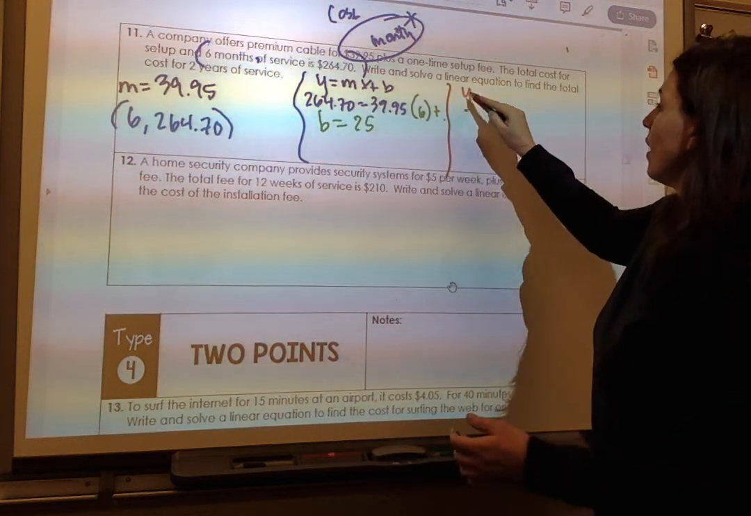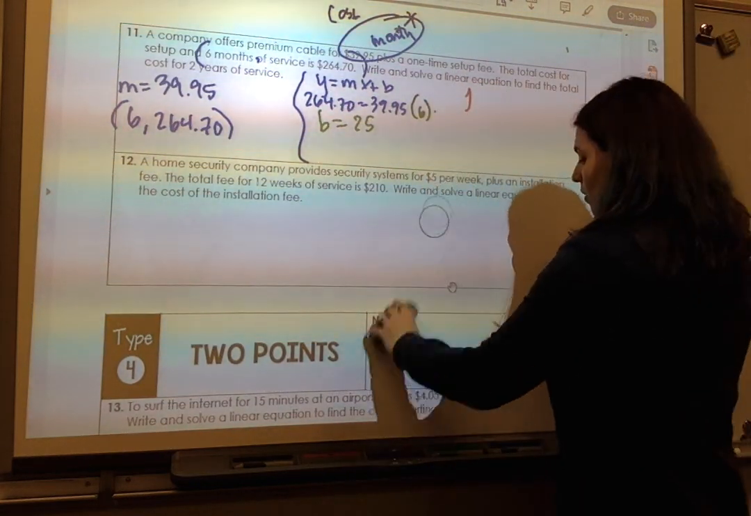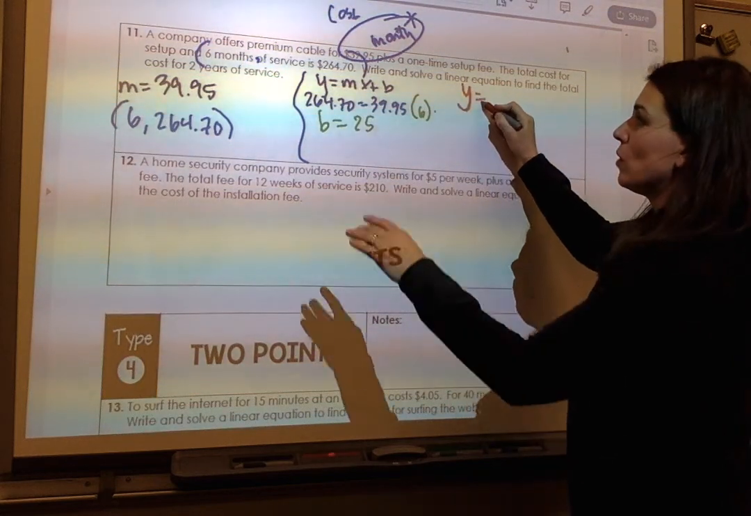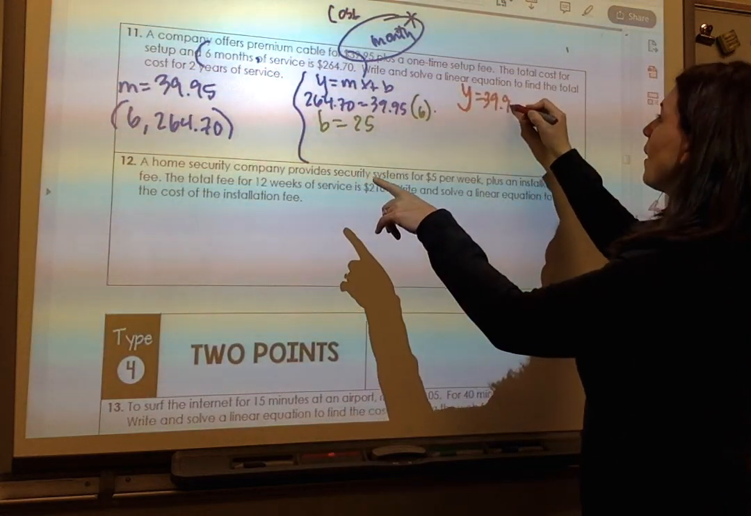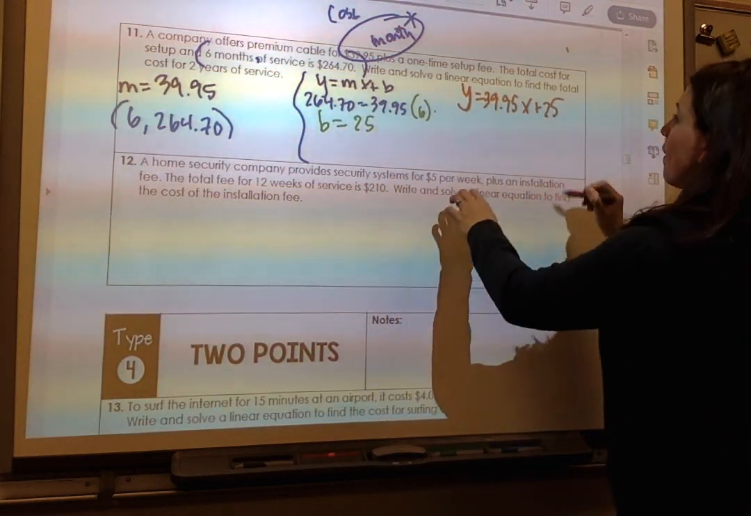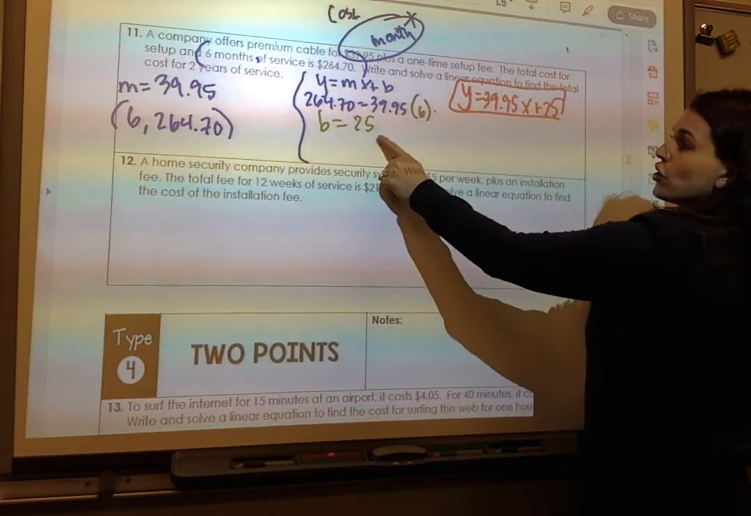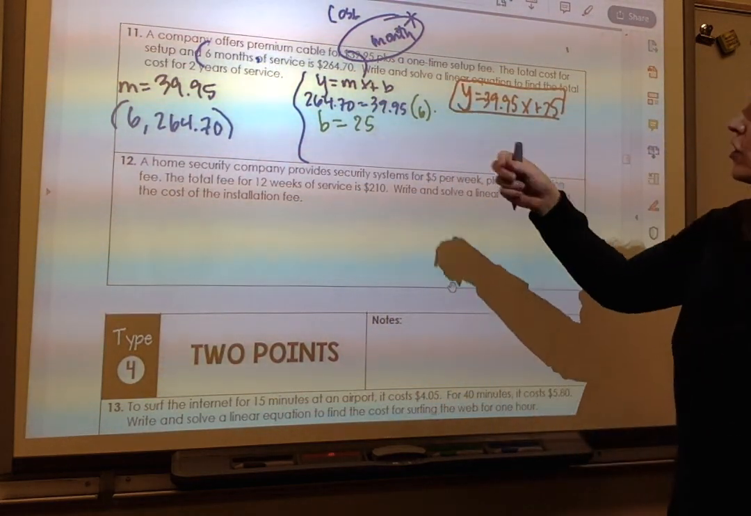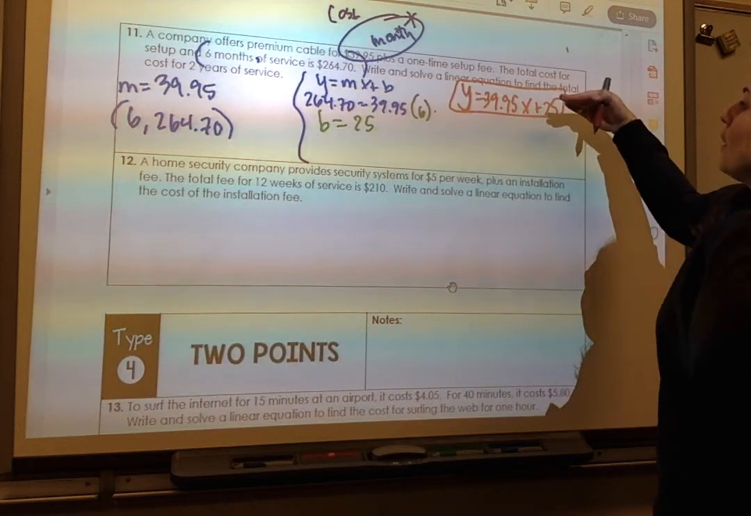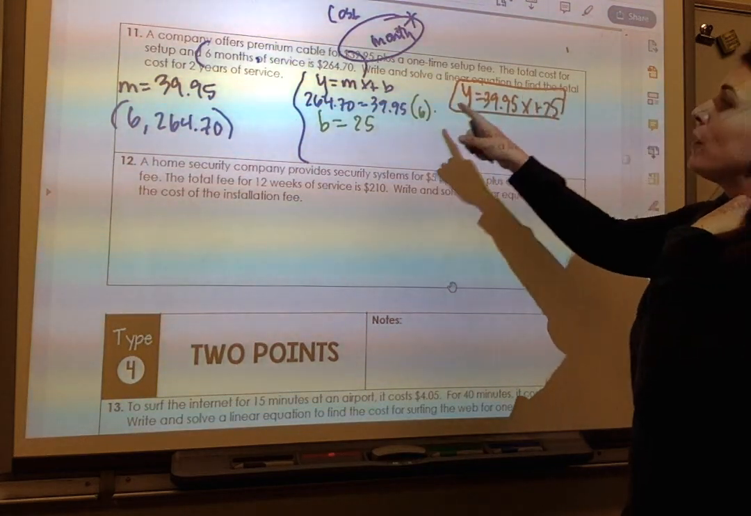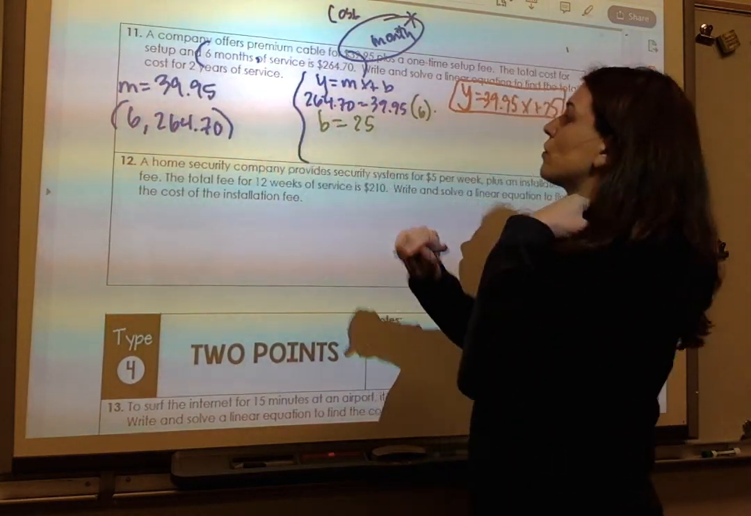So now that I have my beginning point and my slope, my equation is going to be y equals 39.95x plus 25. So that's my linear equation. And now the question is asking me, write and solve a linear equation, here's my linear equation, to find the total cost for 2 years of service.